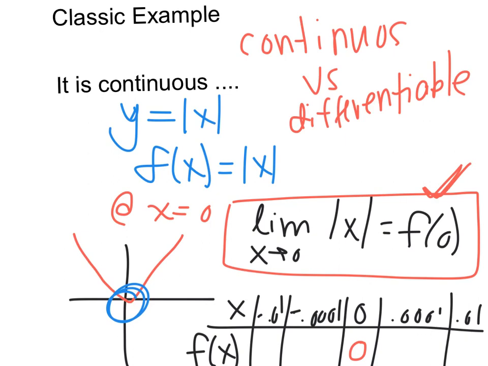If I were to plug these in to the function, I'd see that the output here is 0.01, the output here is 0.0001, same thing here, the output is 0.01, the output here is 0.0001. So I can clearly tell if I'm coming from the negative side or if I'm coming from the positive side, these values are clearly approaching the value of 0. So we've proved that this is continuous.